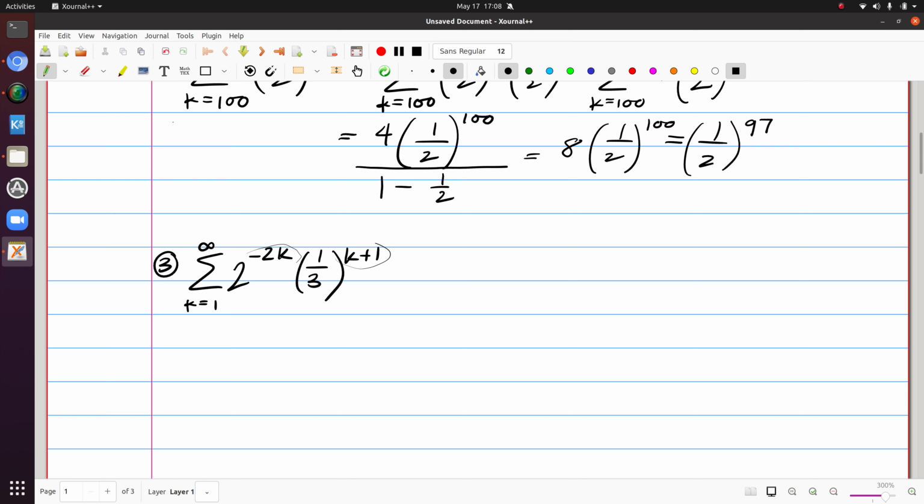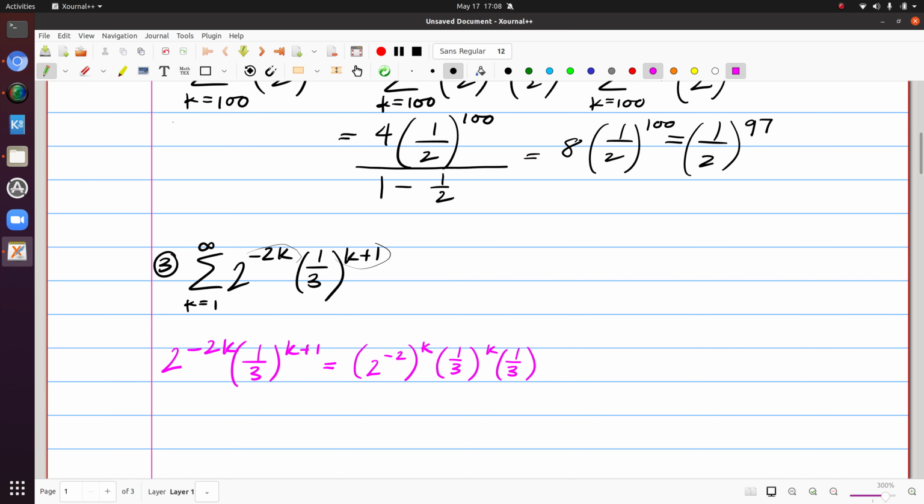You can't do that with summations when you have terms being multiplied. But I can rewrite the terms. So down below, I'm going to do that. So 2 to the minus 2k times 1/3 to the k plus 1. Remembering our exponent rules, I'm trying to get this down to things to the k. So 2 to the minus 2k is the same thing as 2 raised to the minus 2, all raised to the k. And then 1/3 to the k plus 1 is 1/3 to the k times 1/3.